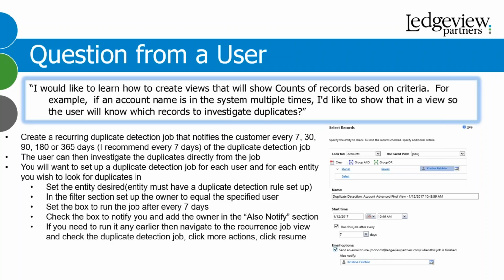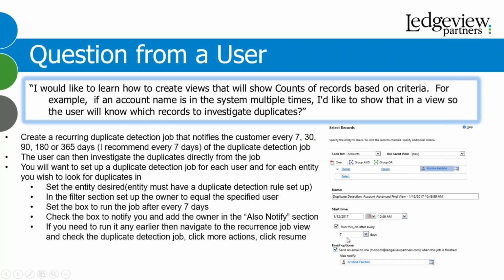So to get around this within the system without any special customizations, I recommend doing a recurring duplicate detection job. You can do this every 7, 30, 90, 180, or 365 days. I recommend 7 in this case. And when you do this, set the owner to equal the user. So you'll want to set one up for each user, for each entity they need to do it for.